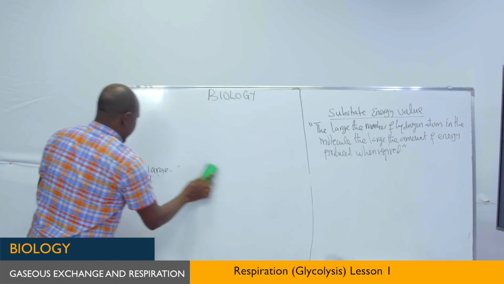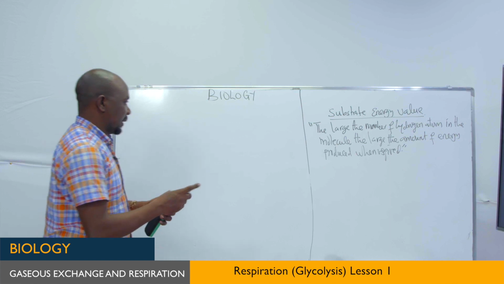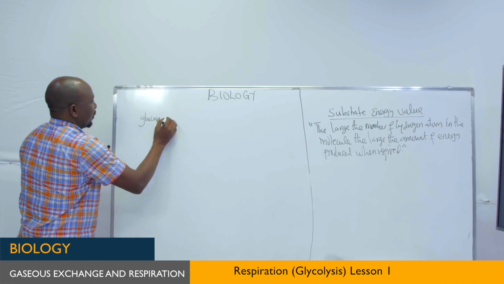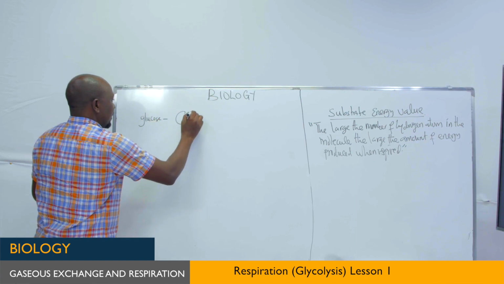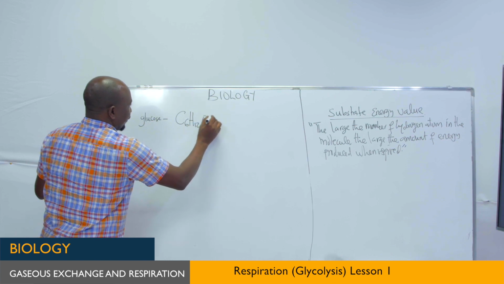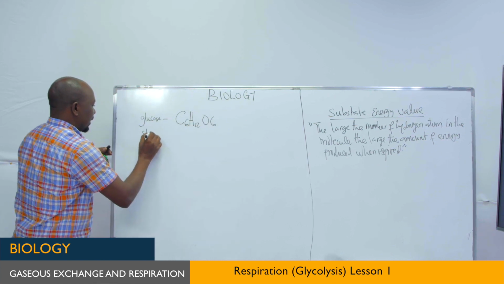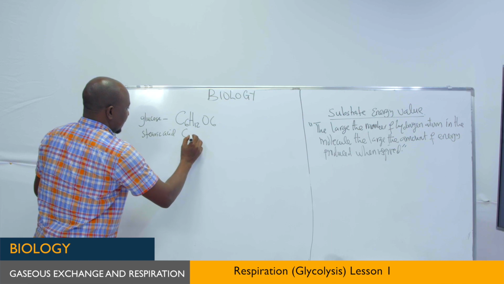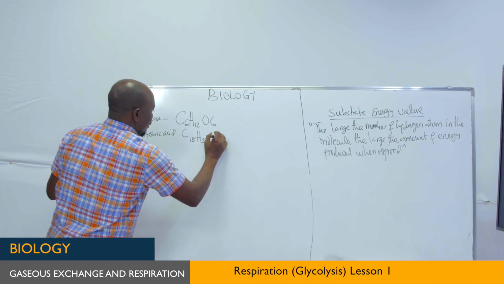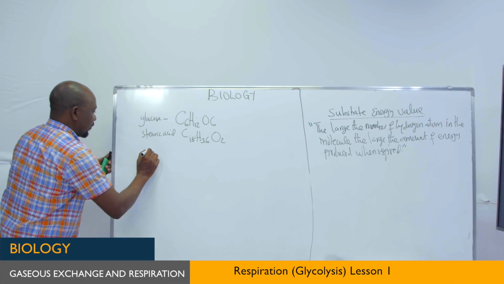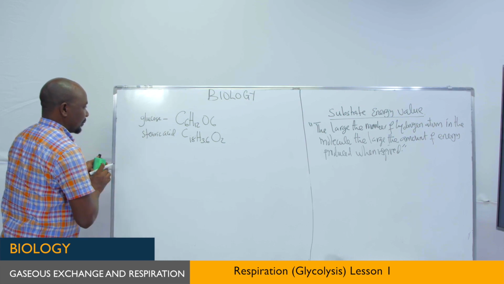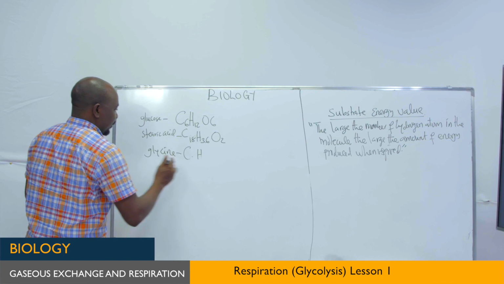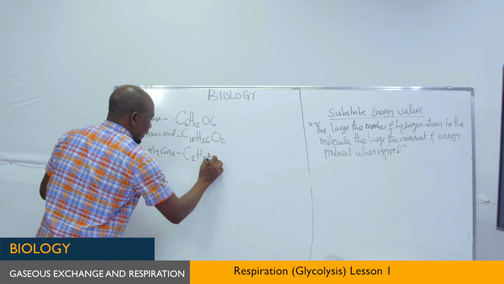Let us see these three molecules. We have glucose, which is C6H12O6. We have stearic acid, C18H36O2. Then we have glycine, an amino acid, C2H5NO2.